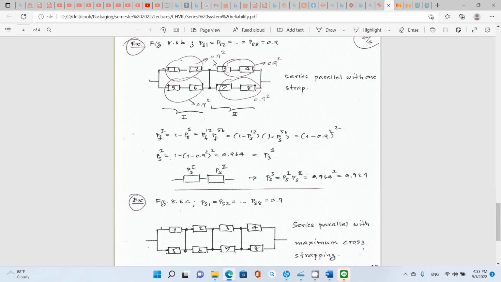And the PF simply equal to 1 minus PS12. And you already have PS12, right? 0.9 to the second. So that's why you have 1 minus 0.9 to the second, and then to the second, because this term and this term are the same. And finally, you can find PS1 equal to 1 minus this: 1 minus 0.9 to the second, and to the second. That gives you 0.964. That's equal to the survival probability of the system 2. And then they are connected in series, so you simply multiply PS1 by PS2. This gives you 0.964 to the second. You end up with 0.929.